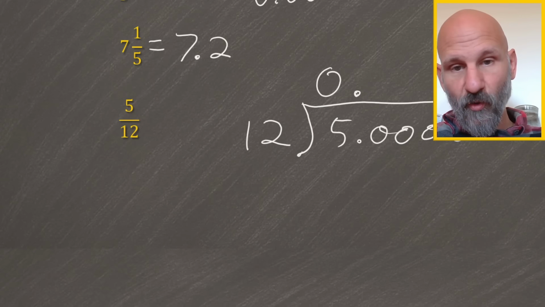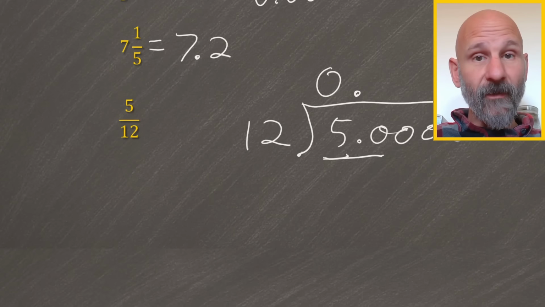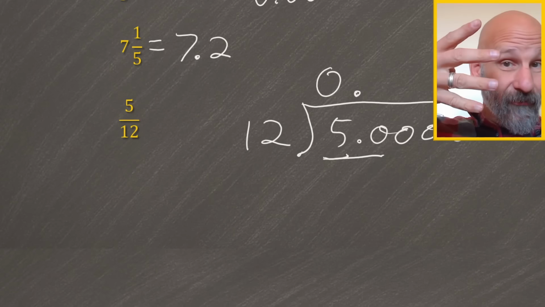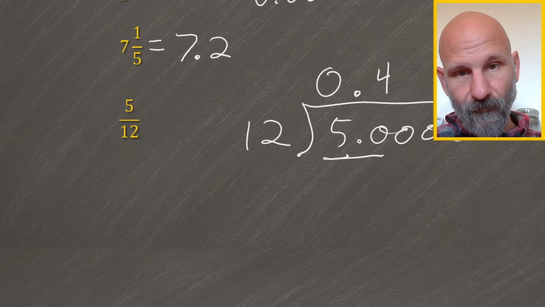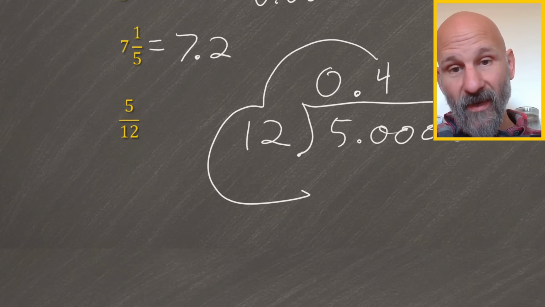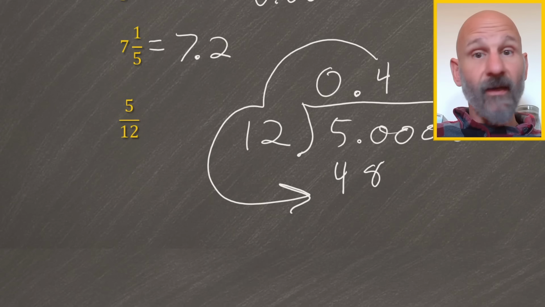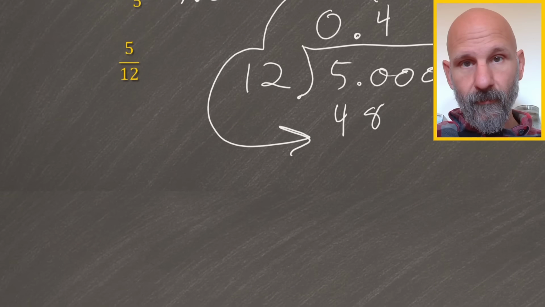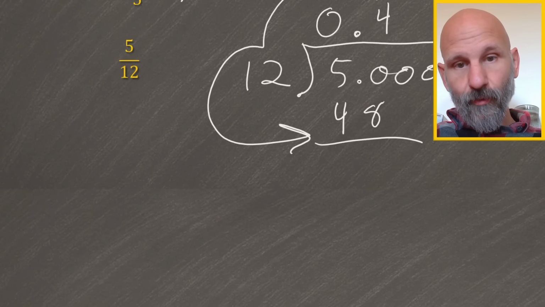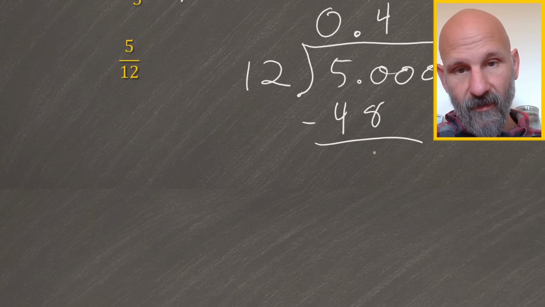Okay, so here we go. So 12, and 12 doesn't divide into 5. How about 12 into 50? That's going to be a times 4. So we put a 4 there. Now we do 4 times 12 makes 48. Now we subtract. 48 subtracted from 50 leaves us with a 2. Bring down the 0.